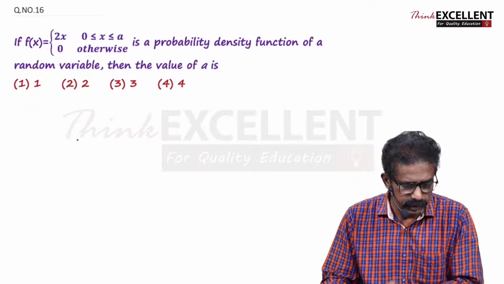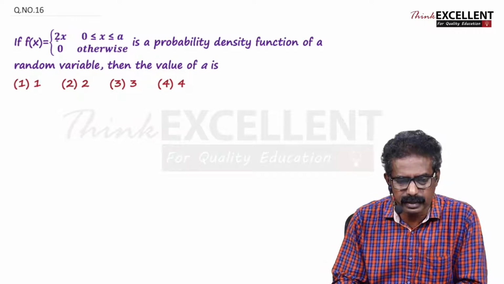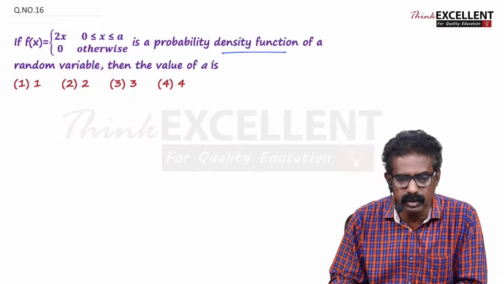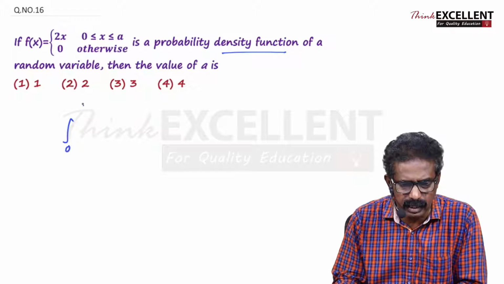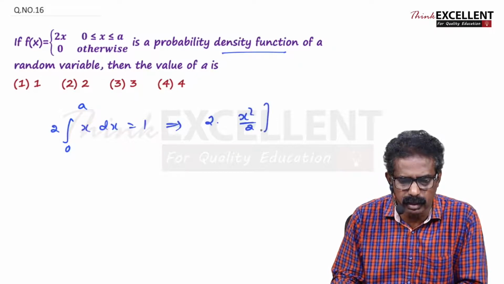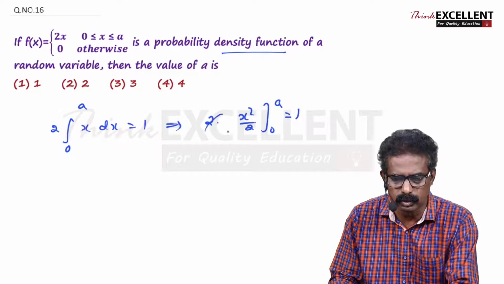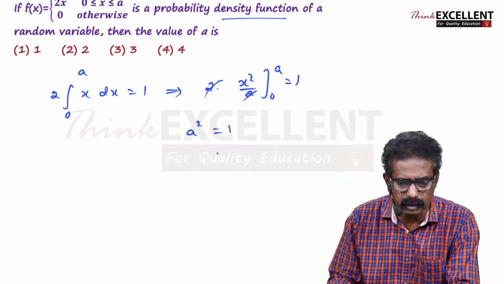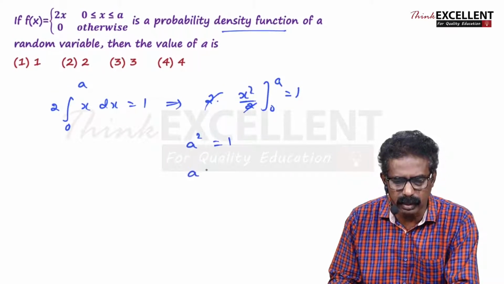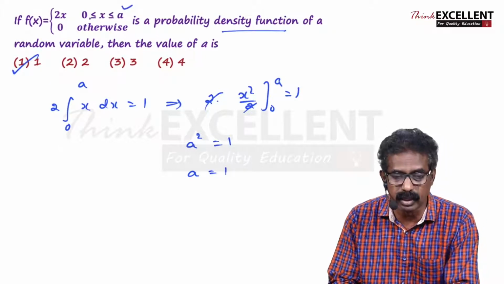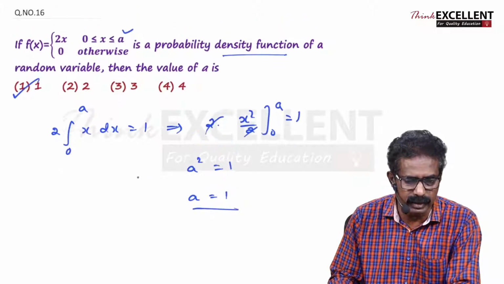Now question number 16. f of x equal to 2x, x lies between 0 and a, is a probability density function. So total probability is 1, that's all. So integral from 0 to a of f of x, what is f of x? 2x. 2 into x dx equal to 1. So that is 2 into x square by 2, limit 0 to a, is equal to 1. The 2 cancels, upper limit a square, lower limit 0, it is 0 only, is equal to 1. So a equal to plus or minus 1, right? But in the option also a is greater than 0, so you take the positive value, so 1 is the correct answer.